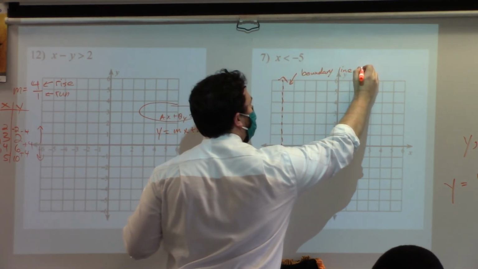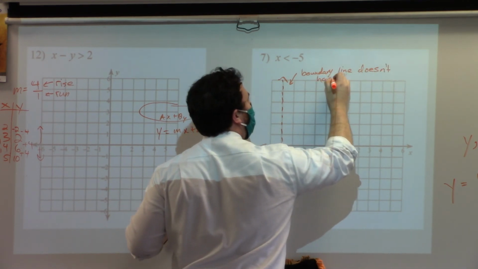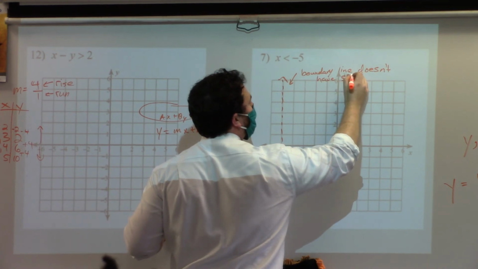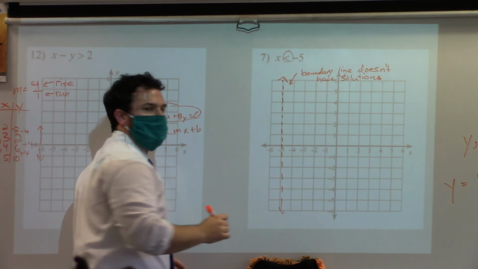The boundary line doesn't have solutions. We know it doesn't have solutions because it's not that it's not equivalent, it's that it's not equal to. Right? You see how it's just less than?